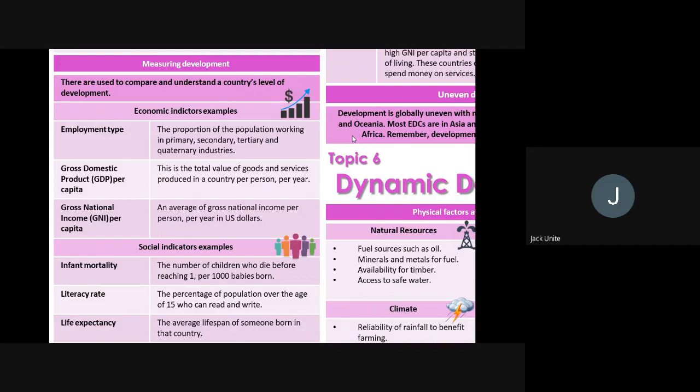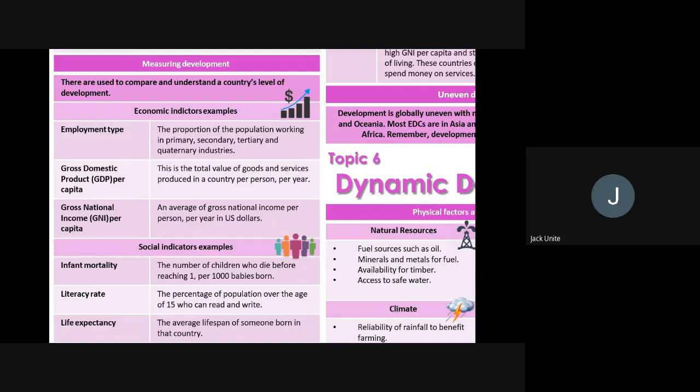And like indicators in a car give us a directional understanding of what a car might do, well, indicators will tell us how developed or what the quality of life is like within a country. So they're really, really important. And there are two main branches we look at: economic and social. So as you can see on the slide, for economic, we look at employment and then GDP and GNI.